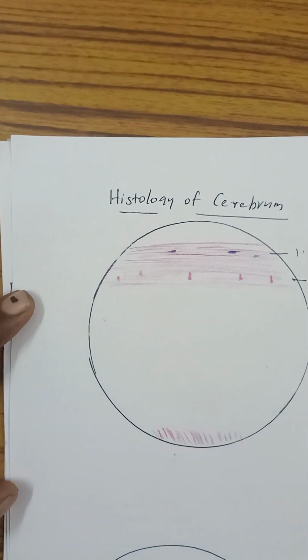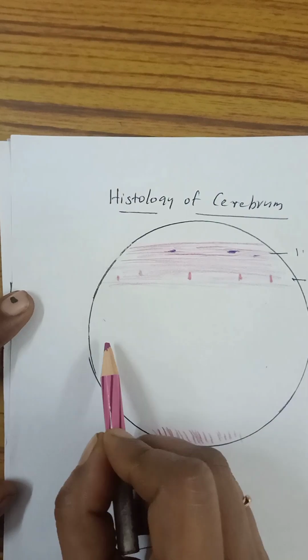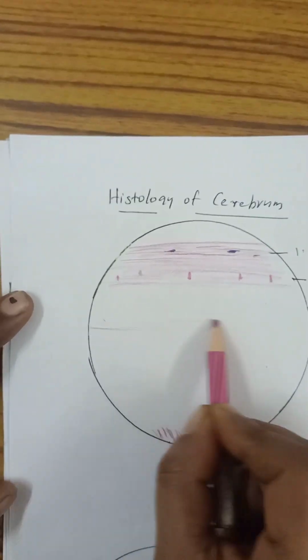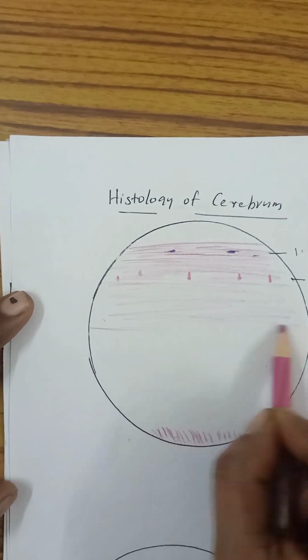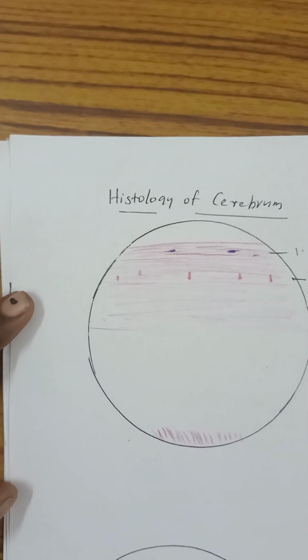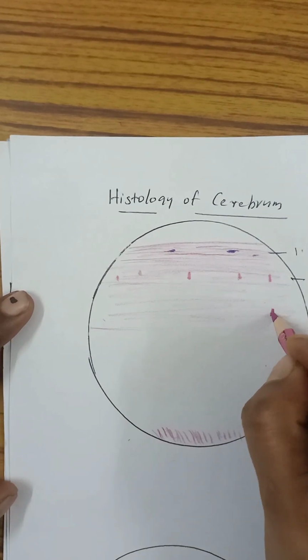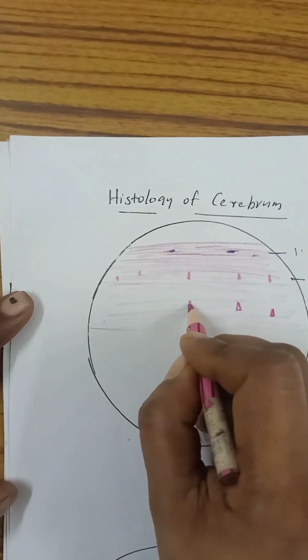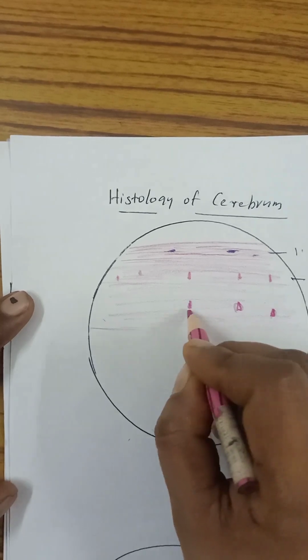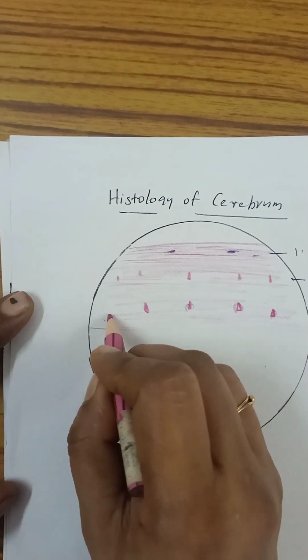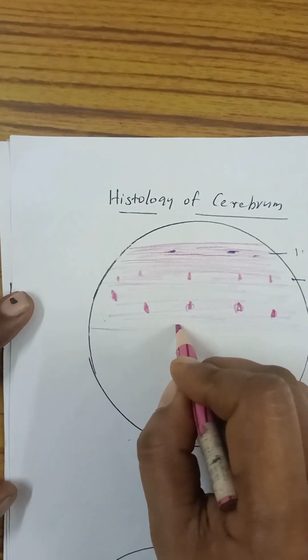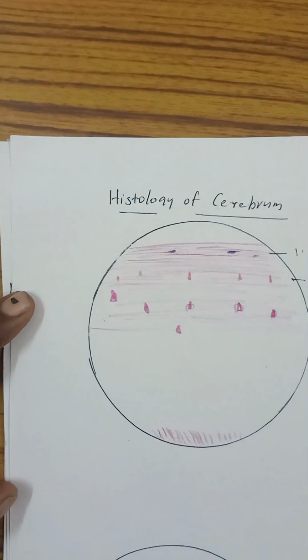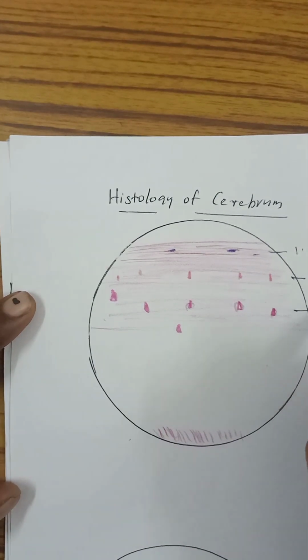So this is the third layer. Here we'll get medium sized pyramidal cells. So you can make out little more big size pyramidal cells in this layer, medium sized pyramidal cells layer. So this is the pyramidal cell layer.